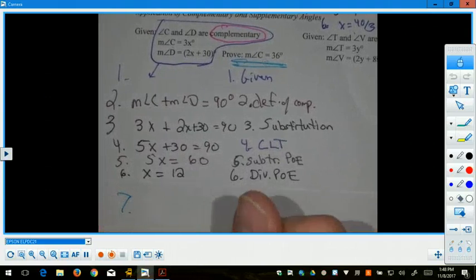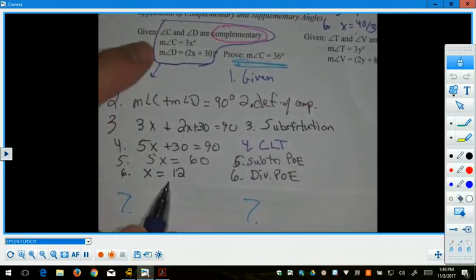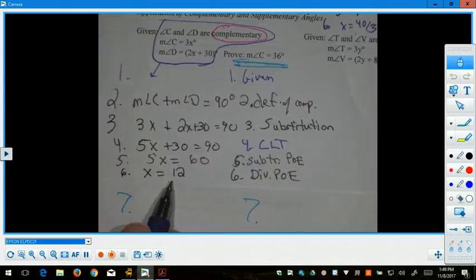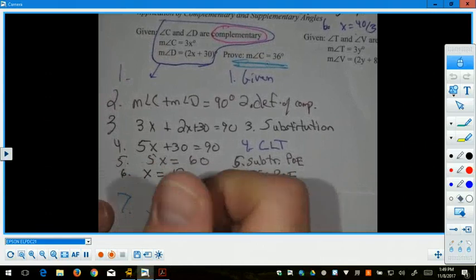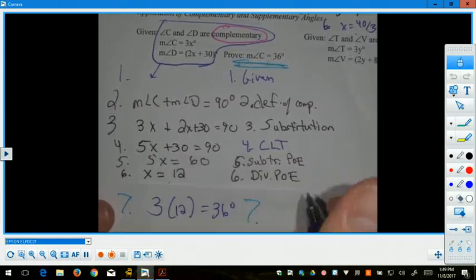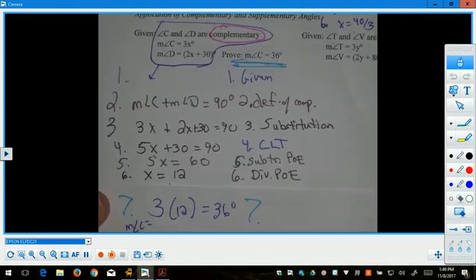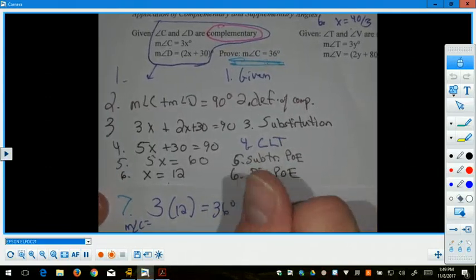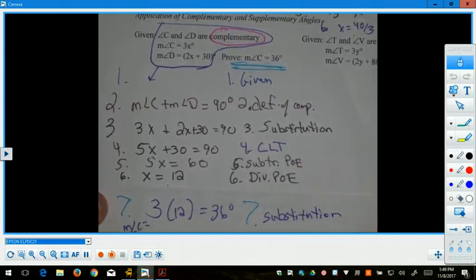Line 7. Well, since I know that x equals 12, and in my given I have that angle C is 3x, I can do 3 times 12, which is 36 degrees, and that's the measure of angle C, equals 3 times 12 equals 36 degrees, and that is substitution, which I do need to write out.